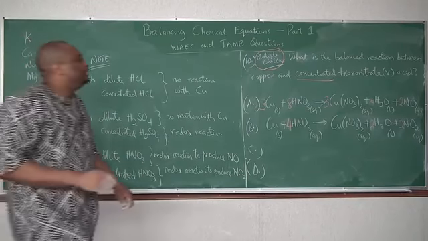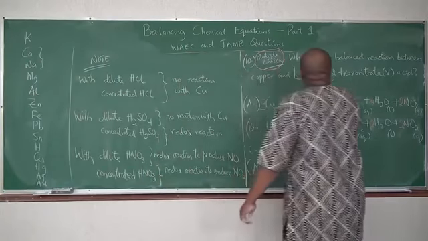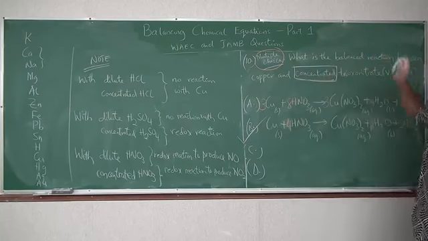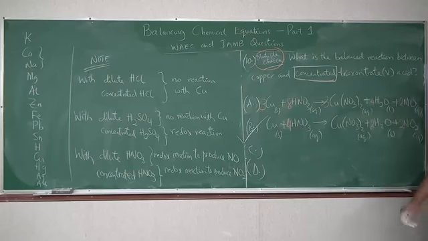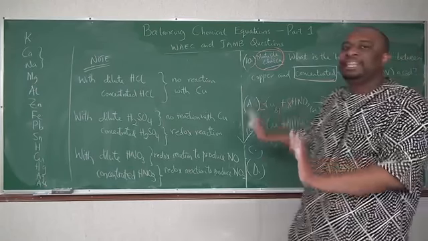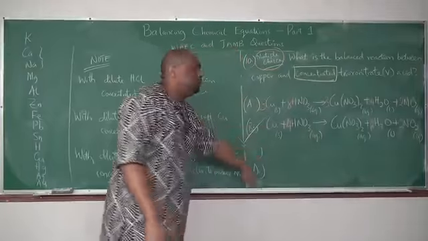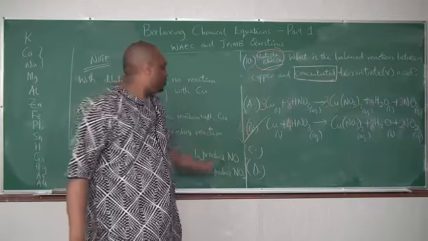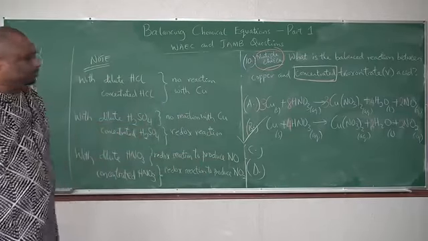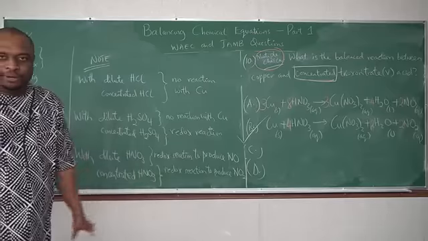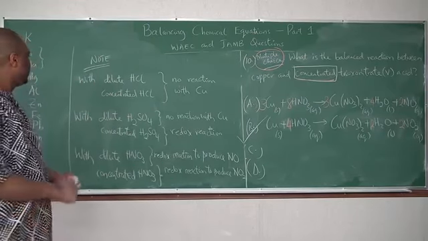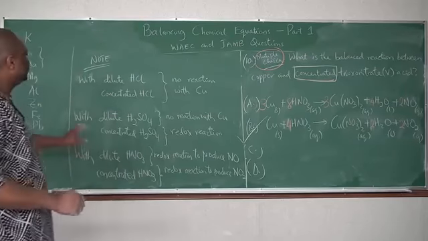So, the question says concentrated. And that is why A is not right, that is why B is right, to produce nitrogen 4 oxide. And in the multiple choice, they were balanced. The whole were balanced. But this was what they wanted me to know. And when we talk about redox reaction, we can talk about this. Okay? So just take note of this.